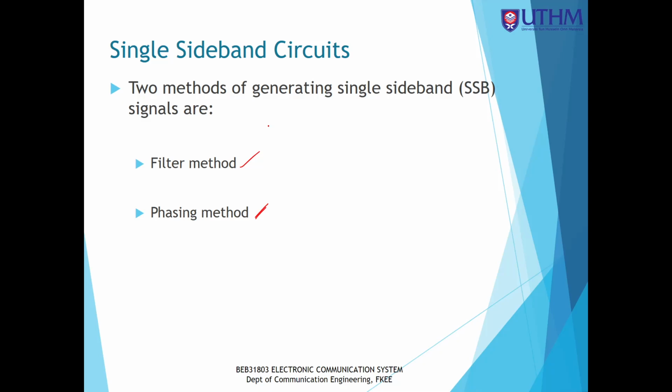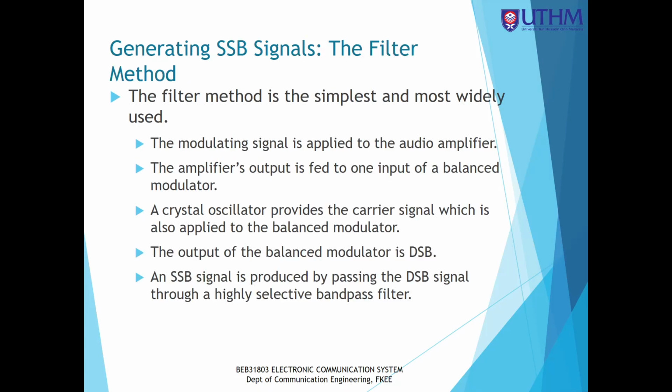Okay, filtering method, that means we use a filter to filter out the unwanted sideband and only take the sideband that we want, either the lower sideband or the upper sideband. You will see later that in both of these, we first generate the double sideband suppressed carrier, then we add another filter to select which sideband we want. So let's look at the filtering method.